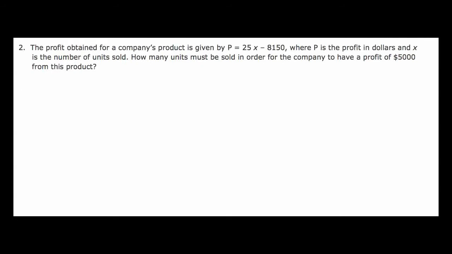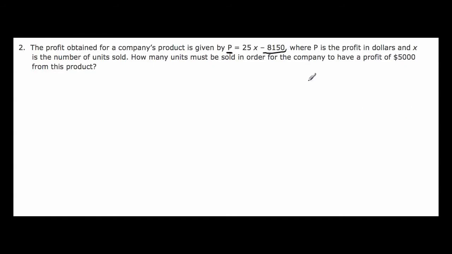The profit obtained for a company's product is given by P equals 25x minus 8150, where P is the profit, so that's how much money you make after you have to spend all your money making the product, and X is the number of units sold. How many units must be sold in order for the company to have a profit of $5,000? So in this particular equation, that's our profit. When we subtract that, basically what they're subtracting is the amount of money it takes to make the product as well, like for rent, for electricity, for employees, and so forth.